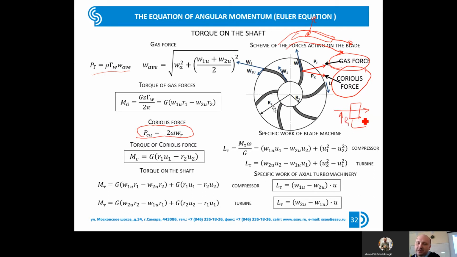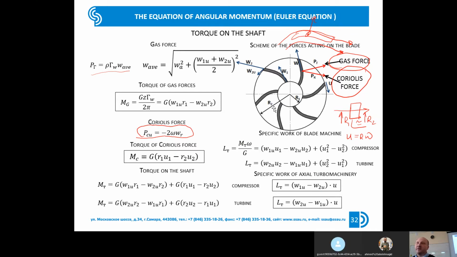That's why inlet radius and outlet radius will be approximately the same, and that's why the first term will lead to 0, because I hope you understand what circumferential velocity is: it's the radius multiplied by angular velocity, and if the radii are constant, the circumferential velocity will be the same, and the first term will lead to 0. And that's why the equation for the specific work of axial turbomachinery will be simplified.